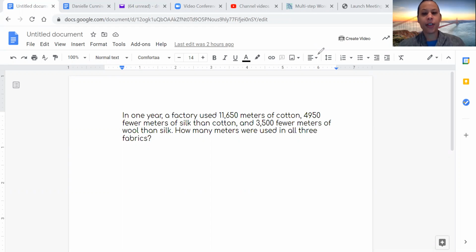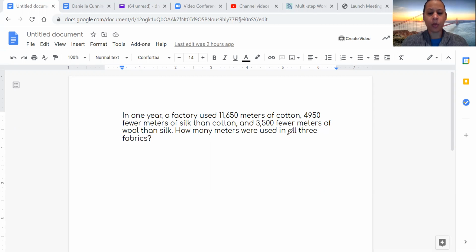Hello. The following application problem we have here is a multi-step subtraction problem. Reading the problem right here, we see in 1 year, a factory used 11,650 meters of cotton, 4,950 fewer meters of silk than cotton, and 3,500 fewer meters of wool than silk. How many meters were used in all three fabrics?